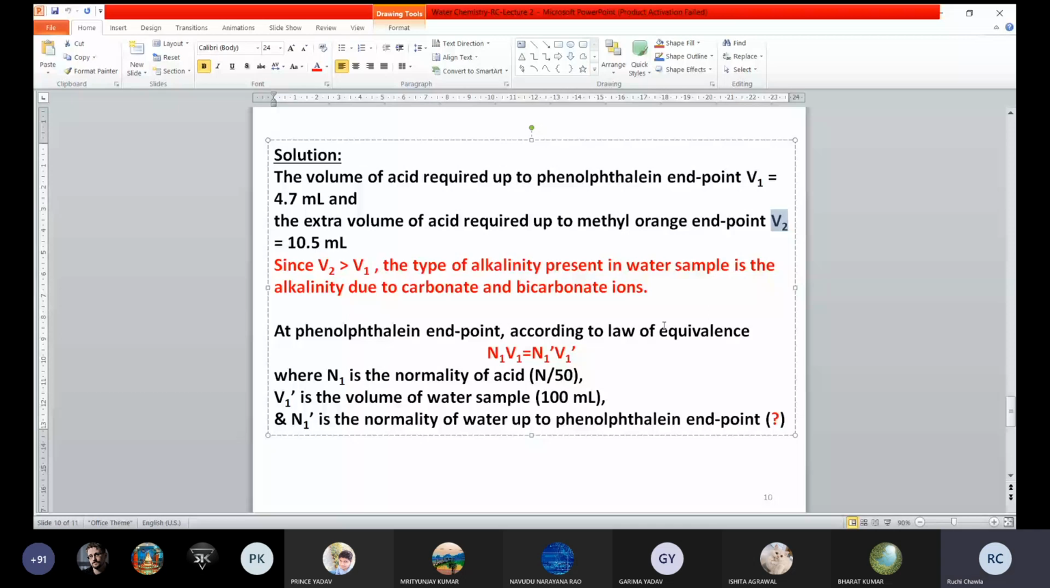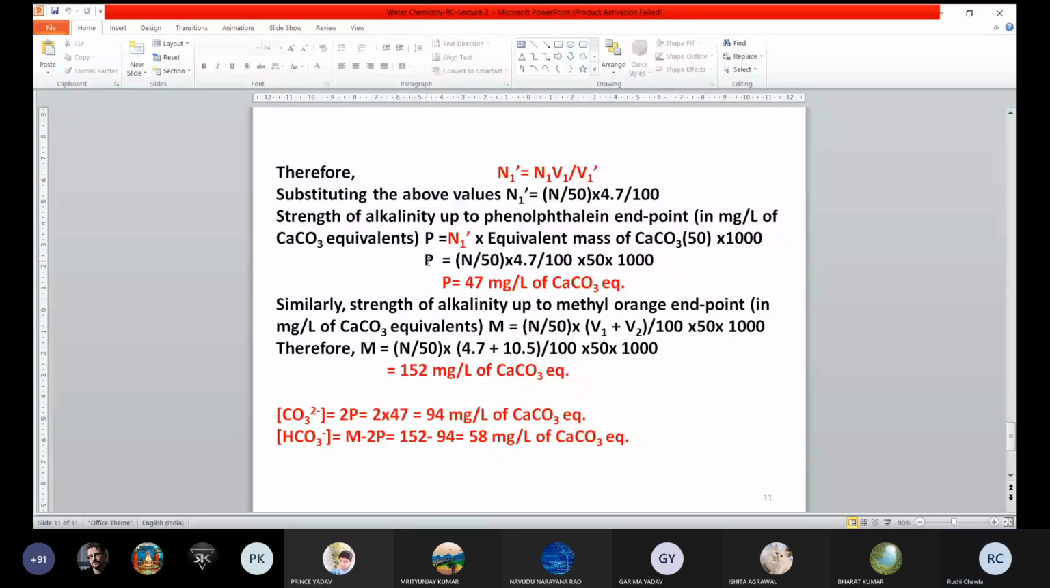Then after this, you will be applying the law of chemical equivalence for both phenolphthalein endpoint and methyl orange endpoint, and you will be calculating capital P and capital M, which I have shared with you already today. So are you following the procedure?